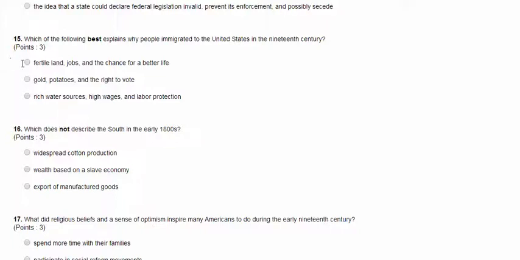Number 15, which of the following best explains why people immigrated to the United States in the 19th century? Fertile land, jobs and the chance for a better life, gold, potatoes, and the right to vote, or the last option, rich water sources, high wages, and labor protection. Number 16, which does not describe the South in the early 1800s, widespread cotton production, wealth based on slave economy, or export of manufactured goods.